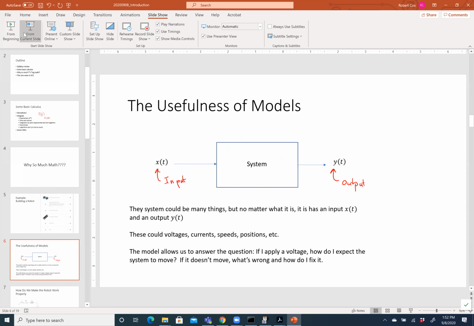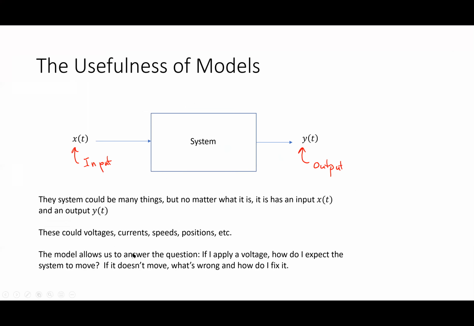So like what I've written here, essentially the model allows us to answer questions like this. If I apply a voltage, what do I expect the system to do? If it doesn't do something, how do I fix it? Sometimes what I find out is that my model is incomplete. We'll look at some examples of that later in the semester. But plenty of times I've blown up a circuit, and the reason I blew up the circuit is because I didn't have the right model.